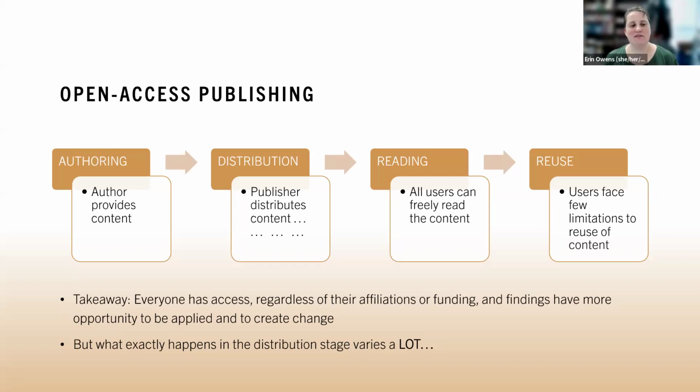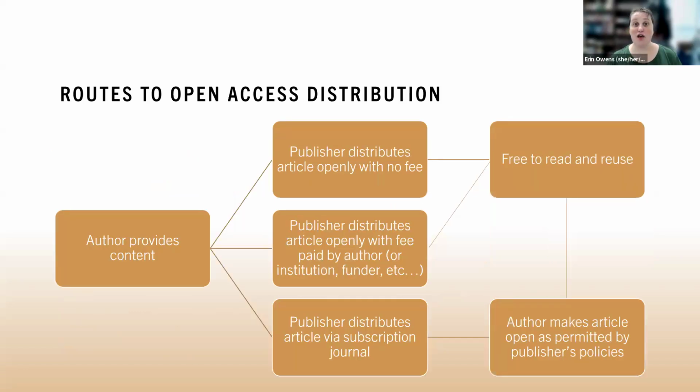But as I said, there's a lot of variation in what can happen with that distribution stage. How is that content distributed? So let's dive into that in a little more detail. The author provides the content to the publisher, and then we can see one of several paths. The publisher may distribute the article openly with no fee charged to anyone. They simply post the file on their official journal website. It is available for everyone immediately.